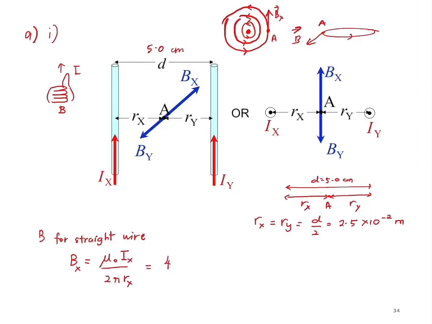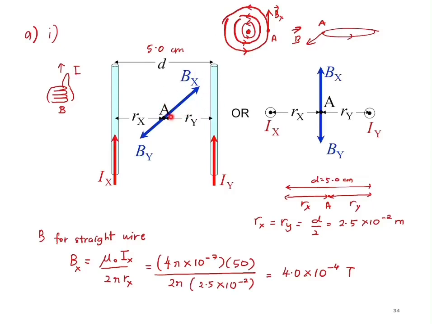Mu naught is a constant, which is 4 pi times 10 to the power of negative 7, times the current in X, which is 50 ampere, over 2 pi. And Rx is 2.5 times 10 to the power of negative 2. The answer is 4 times 10 to the power of negative 4 Tesla. And then you have to include the direction of Bx as well.